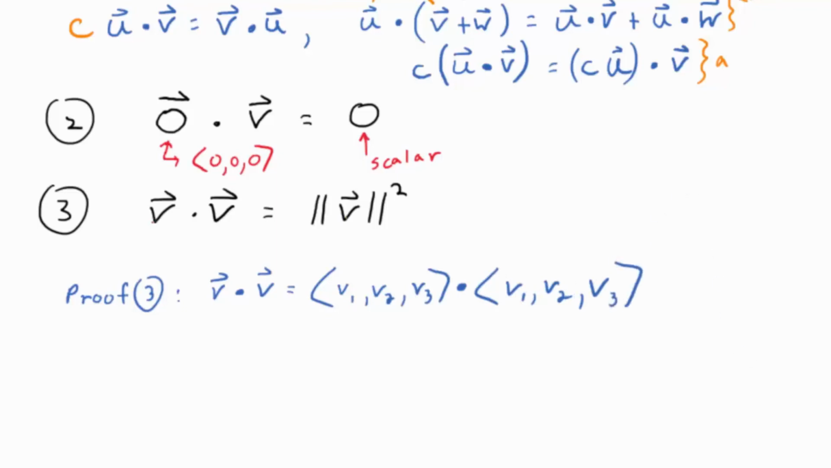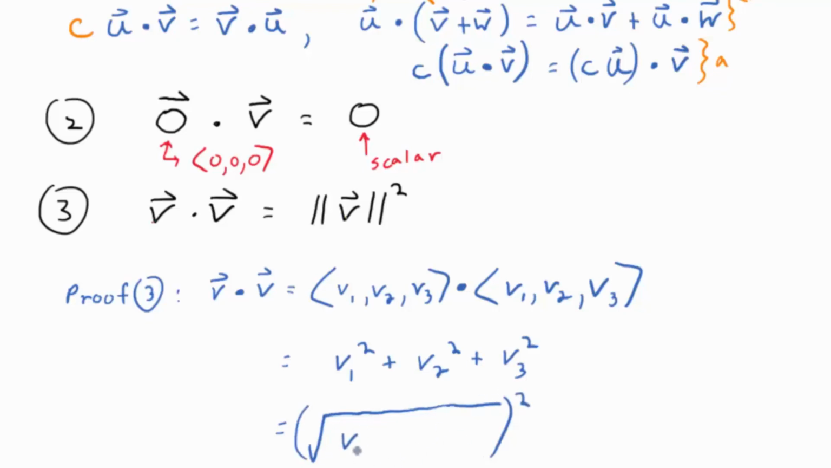And what does the dot product say that that's going to equal? Yeah, V1 times V1, V1 squared, plus V2 squared. You're taking corresponding components and multiplying them together and adding, right? And then plus V3 squared. And isn't that simply the square of the square root? So couldn't we write this then as the square of the square root of V1 squared plus V2 squared plus V3 squared? Would you buy that statement?